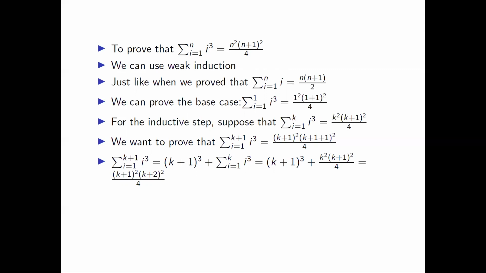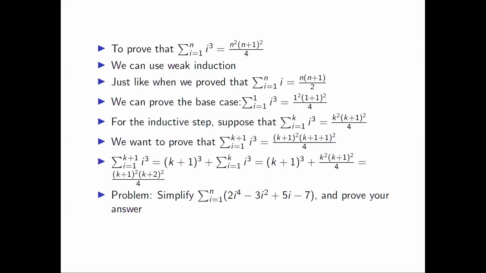And when we add the k plus 1 cubed to it, we can write the k plus 1 cubed as k plus 1 squared times 4k plus 4 over 4. And this gives us, when we combine them, k plus 1 squared times k squared plus 4k plus 4 over 4. And that simplifies to k plus 1 squared times k plus 2 squared over 4.